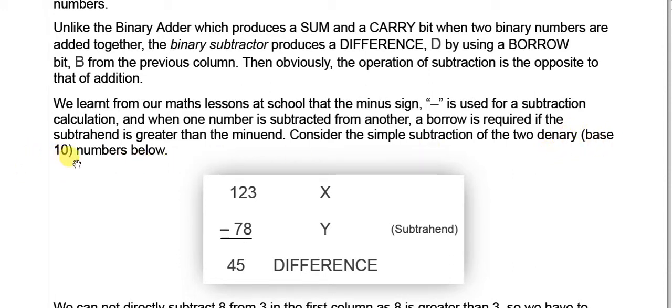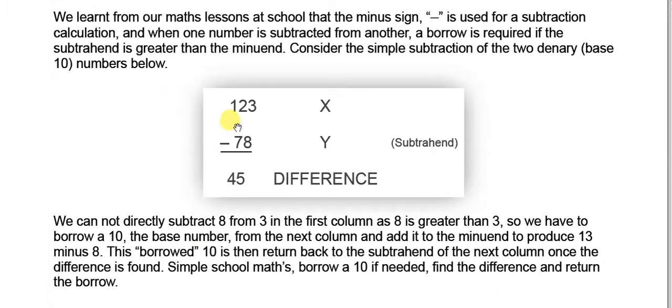We have these two numbers, 123 and 78. We subtract them, and the difference is 45. This one is the minuend, and this is the subtrahend. When the minuend is higher than the subtrahend, there is no problem with that. The difference is 45.